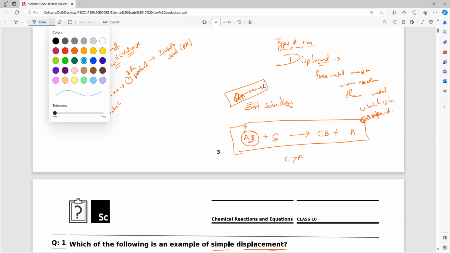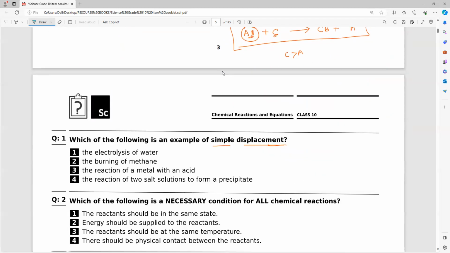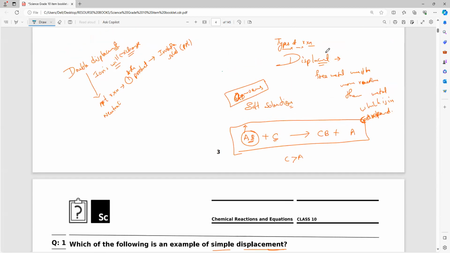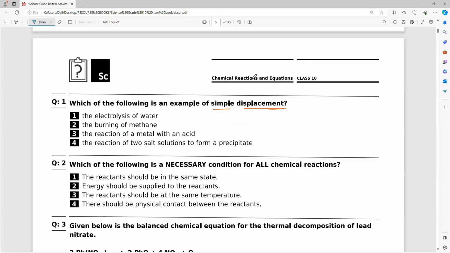Board exam time, rush up only. You cannot spend this much time. So, which of the following is an example of simple displacement? These options do not matter for me. I can do it within seconds; 95, not 100% of you can find it. But you have to remember everything. That's the reason. So which of the following is an example of simple displacement?